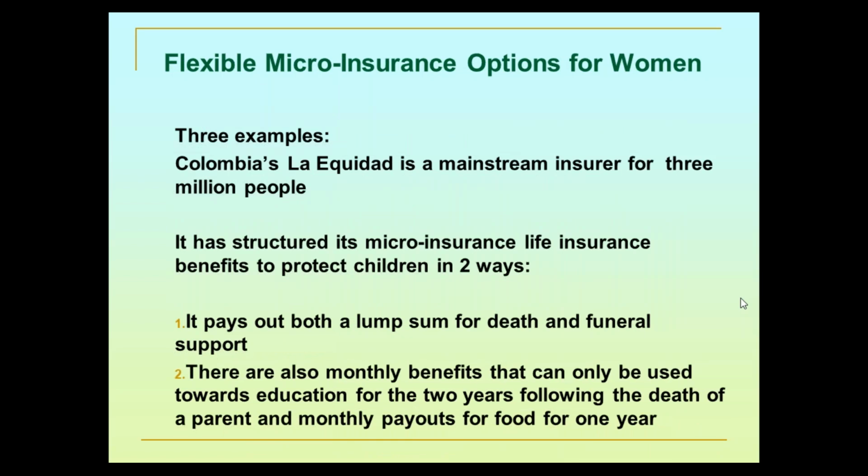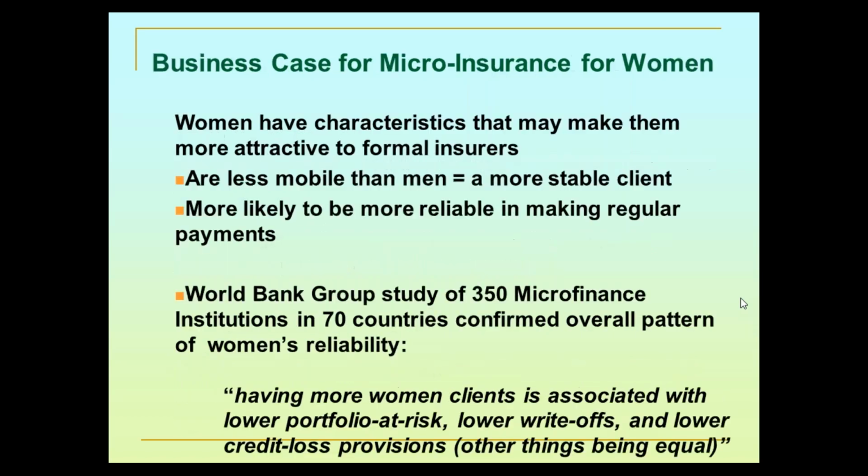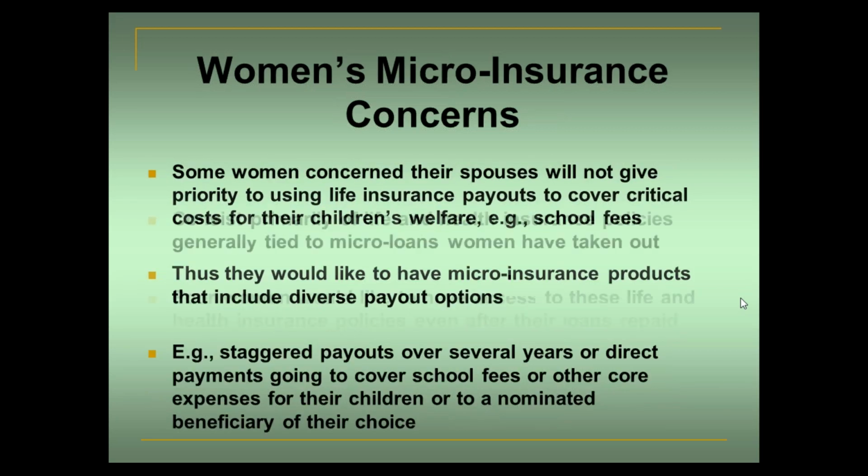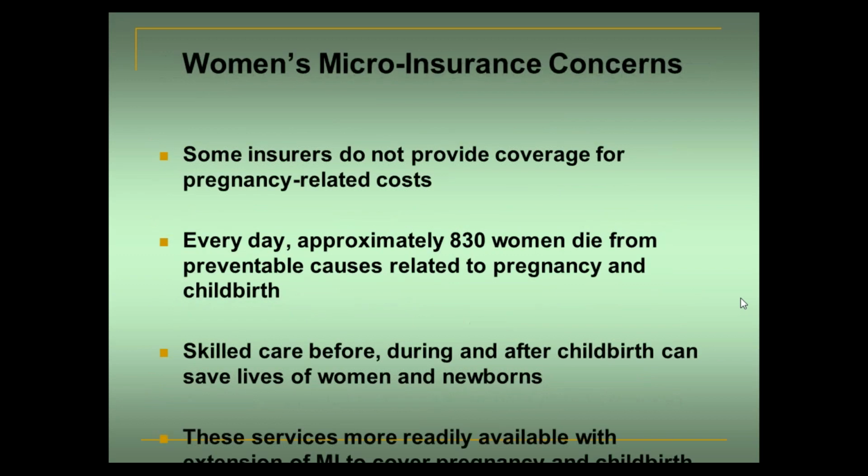Okay. So if you are developing a microinsurance product for women specifically, or taking at least their concerns into account, there's a number of issues that poor women themselves have raised that would really help them. They've noted that some insurers do not provide coverage for pregnancy-related costs. And that's despite the fact that almost every day, 830 women die from preventable causes related to pregnancy. So that's a huge cost to governments, to society, to families. One of the key factors that can really make a difference is having access to skilled care before, during, and after childbirth. And if you've got microinsurance that covers your health costs and covers pregnancy, these services are more readily available, and you see a huge difference.